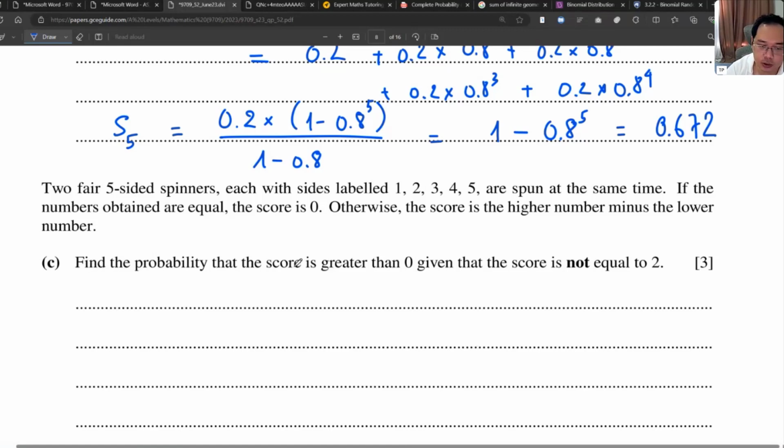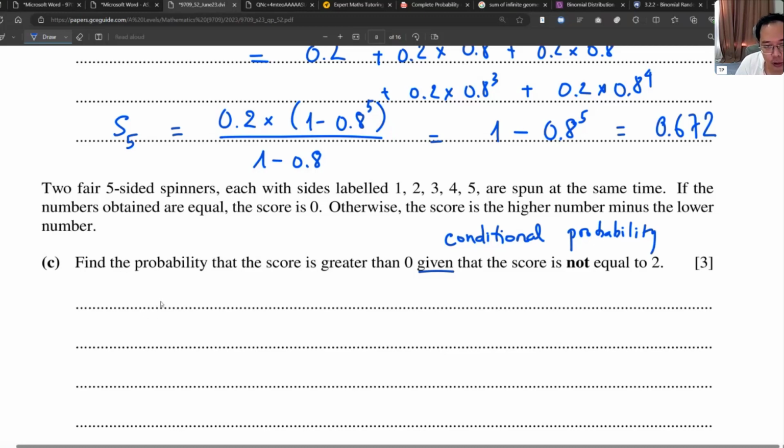Find the probability that the score is greater than 0 given that the score is not equal to 2. The probability the score is greater than 0, given. Anytime when we see the word given here, we will think about conditional probability. Anyway, to find this probability, we need to write the sample space, the probability distribution, like this.